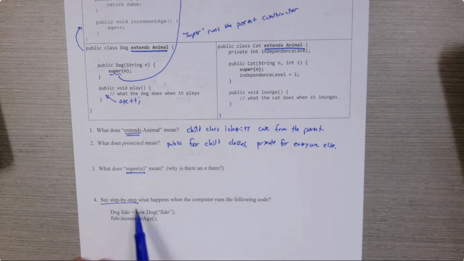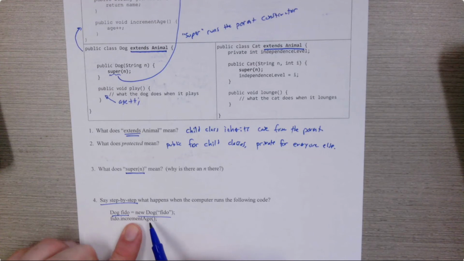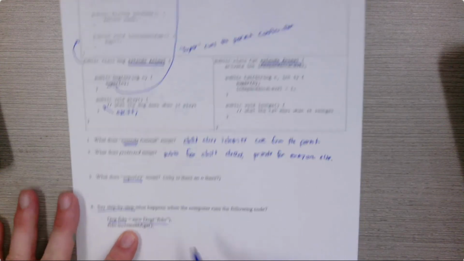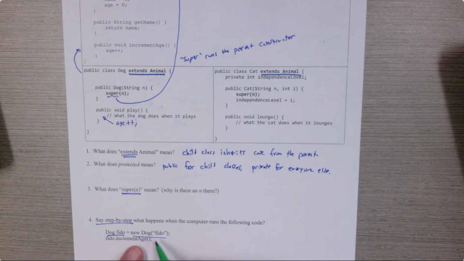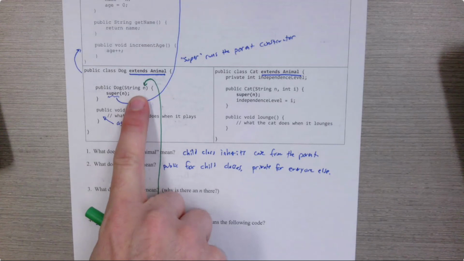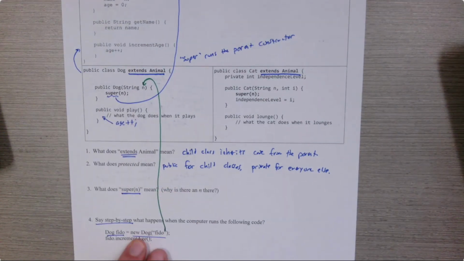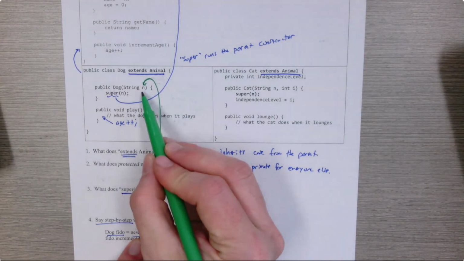So let's do step by step what happens when we say dog Fido equals new dog Fido. Okay, so here I am running the dog constructor with the string Fido. So that input, the argument Fido, gets assigned here to the n variable of the dog constructor, because that's ordinarily how you get values into methods. Okay, so now n here is Fido.